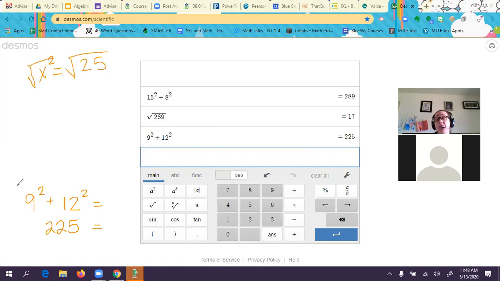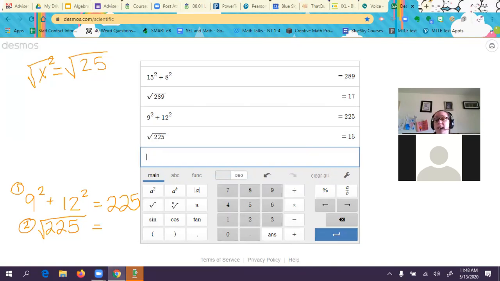So first thing you type in is 9 squared plus 12 squared, and that gave us 225. Second thing we do is we type in the square root of 225. And that gives us 15. So that tells us that our missing side is 15. Make sense?